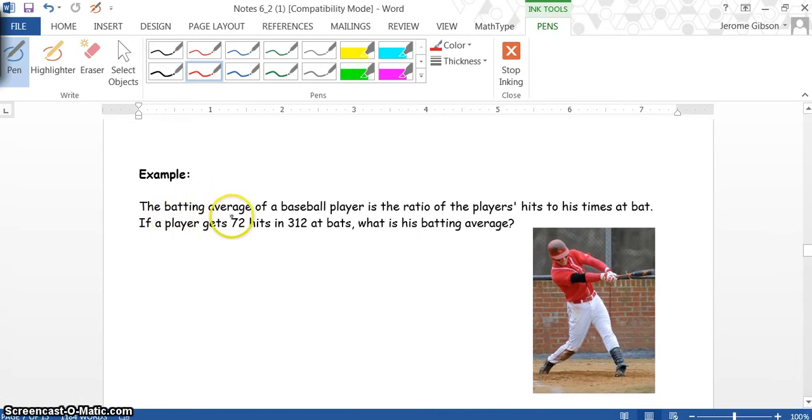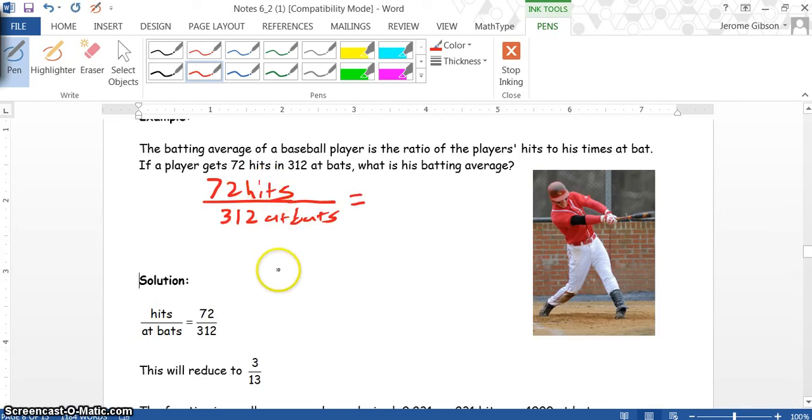Now example, the batting average of a baseball player is the ratio of the player's hits to his times at bat. If a player gets 72 hits and 312 at bats, what is his batting average? So what we would do is this here. It's the player's hits to his times at bat. So it'll be 72 hits divided by 312 at bats. Now we need to simplify that. Now we set the problem up, so now we could take a look at the solution here.